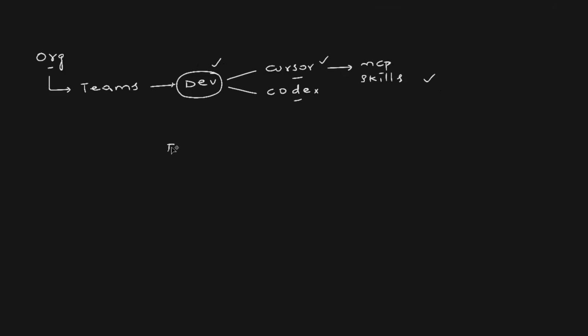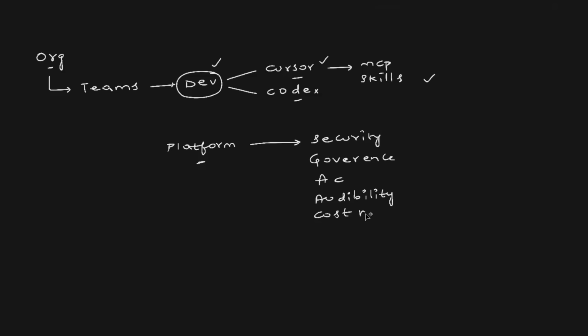But when you look at the platform engineers' point of view, there are a few things that are concerning. What are platform engineers concerned about? They are concerned about security. Platform engineers are concerned about governance. Platform engineers are concerned about access control, auditability, and most importantly, cost management. But Abhishek, what is the problem with this workflow? Why do platform engineers care about these factors?